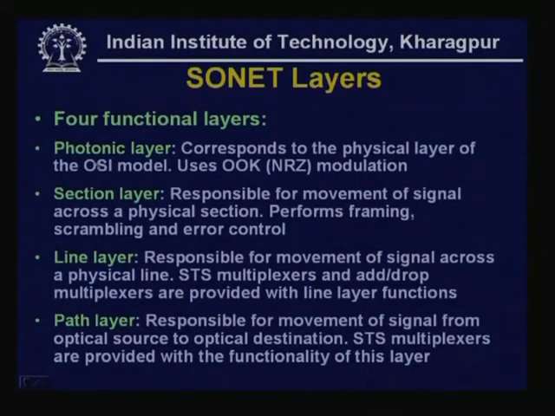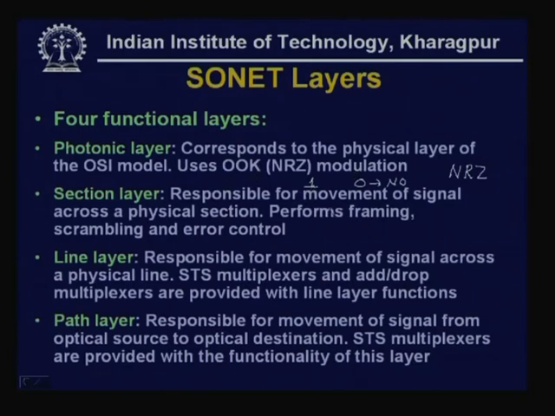The first one is known as the photonic layer. The photonic layer corresponds to the physical layer of the OSI model. It works in NRZ form, NRZ encoding is used, and it does on off keying modulation. That means when there is a 1, the optical signal is present, and when it is 0, no signal is present. So 0 corresponds to no optical signal and 1 corresponds to the presence of optical signal. That is essentially on off keying.